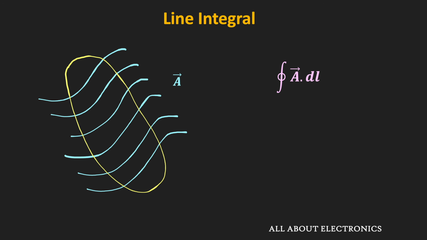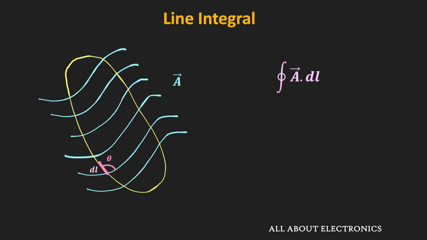So once again, to find this line integral, we take a small differential length along the path, and we find the dot product of this vector field with the differential length. Now, if we integrate it over the entire closed path, we get the overall effect of this vector field while moving along this closed path. So this will be helpful in understanding Ampere's law.